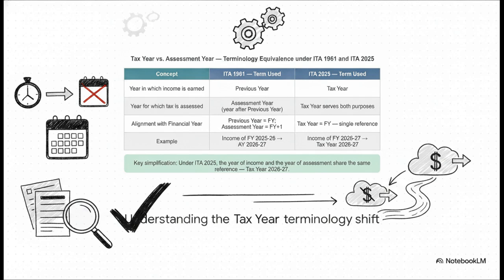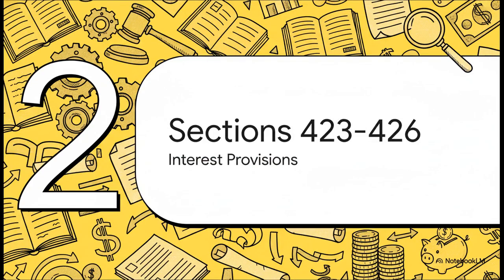This completely aligns the year the income is earned with the year it gets assessed. So what you previously knew as financial year 2026-27, which would have been assessment year 2027-28, is now simply tax year 26-27. It's meant to simplify things, but keeping this shift top of mind is absolutely crucial as we evaluate these new interest sections.